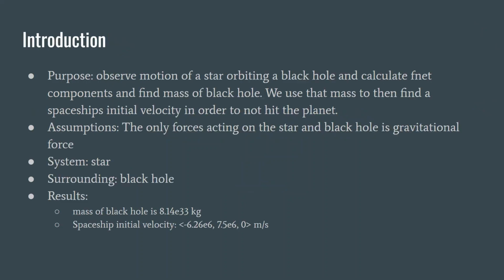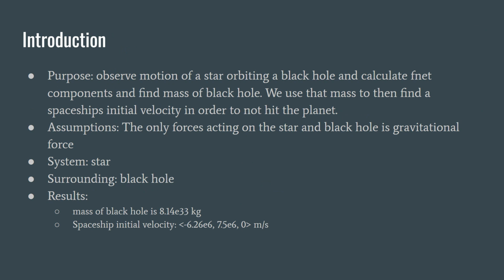The purpose of the first part of the lab was to observe the motion of a star orbiting a black hole, calculate FNet components, and find the mass of the black hole. For part two, we use that mass to find a spaceship's initial velocity in order to not hit a planet. Some assumptions we made: the only force acting on the star and the black hole is the gravitational force. The system is the star, and the surroundings is the black hole.